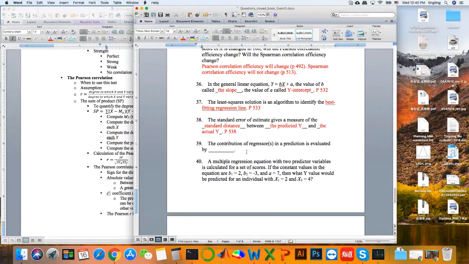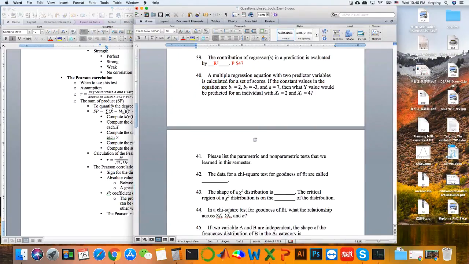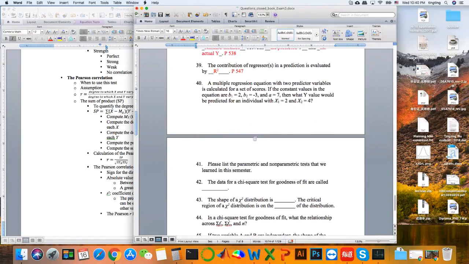The contribution of regressors in the prediction is evaluated by the R square. The R square here is the square of the Pearson correlation R. That is the same R square. We just have 5 questions.